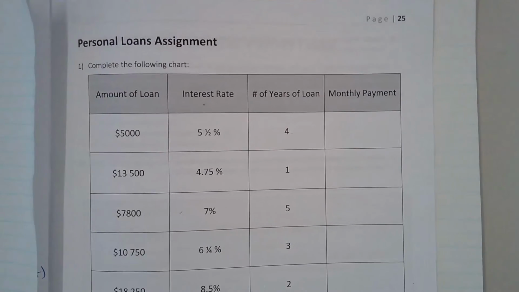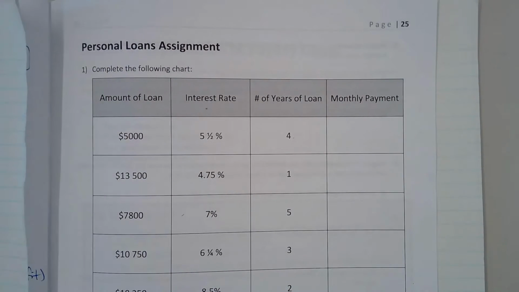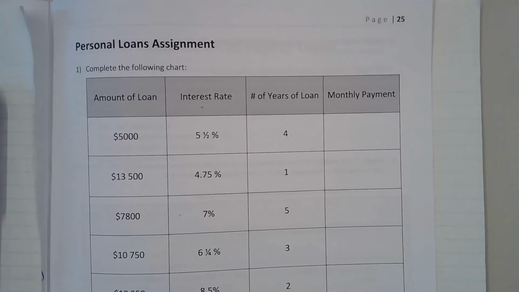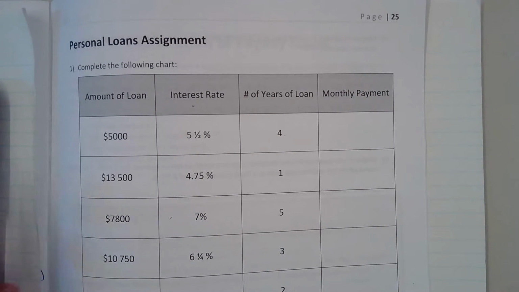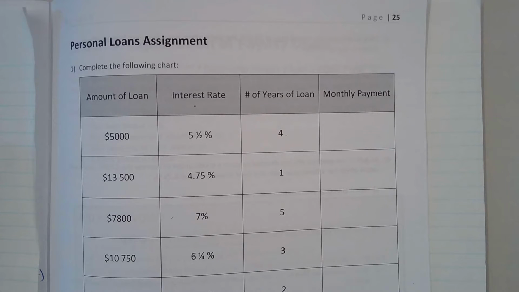Okay, so we're looking at the money management unit. We started doing personal loans. We're on page 25, which were the questions. So we're going to do the solutions, and hopefully our solutions match up with the answers in the back. That's the plan anyway. Okay, looking at the following chart.